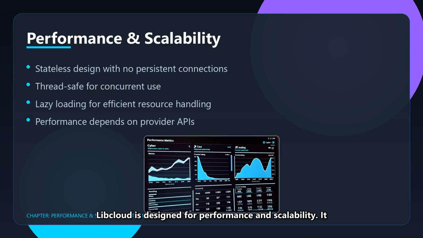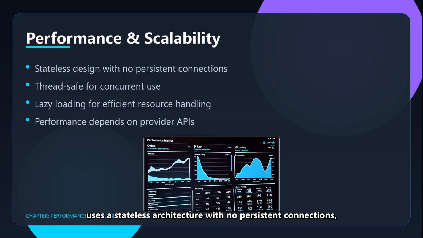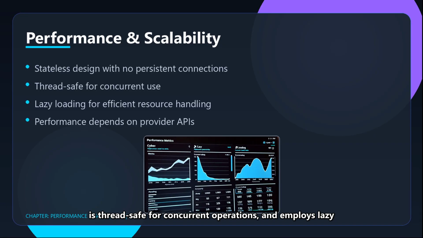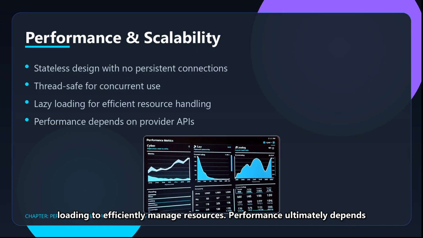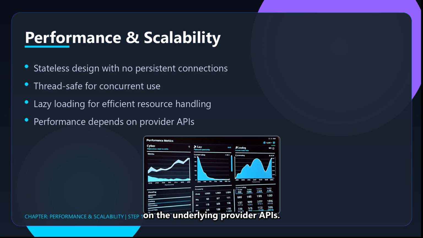Libcloud is designed for performance and scalability. It uses a stateless architecture with no persistent connections, is thread-safe for concurrent operations, and employs lazy loading to efficiently manage resources. Performance ultimately depends on the underlying provider APIs.